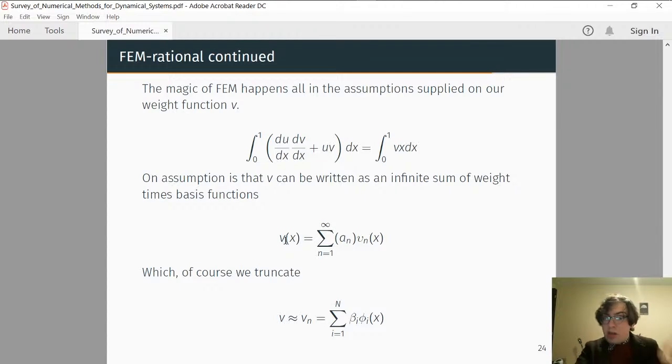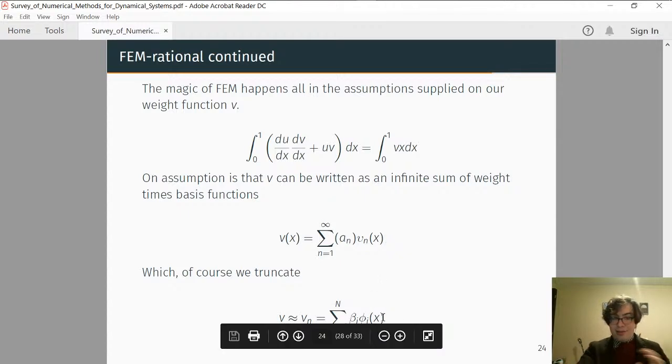We load all those assumptions onto v, and it essentially lets us write v as some infinite series. Another thing we assume of v is that it can be written as an infinite series of essentially basis functions. And just like we did for the finite difference method, we're going to truncate that series of basis functions. We're going to say, don't use all infinity of them, because I can't manage that. Let's use n of them.